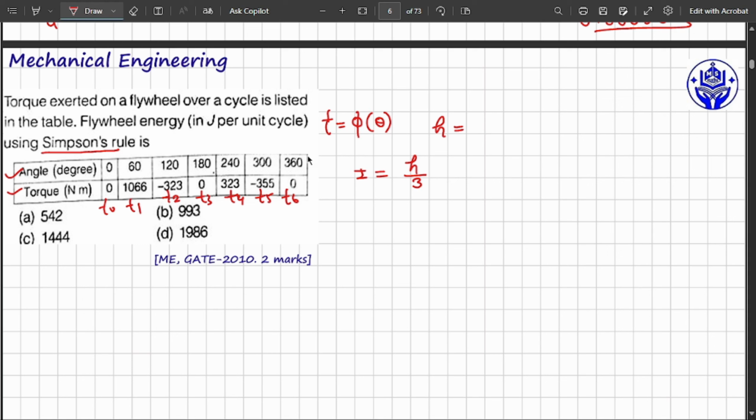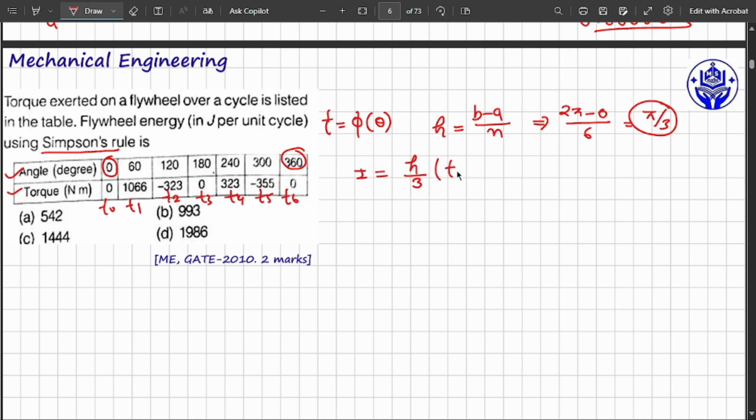Here h is nothing but based on your angle, from 0 to 360, which means 2 pi. So it is b minus a upon n. Here you have 6 points, so n is 6. You will have 2 pi minus 0 divided by 6, and you will get h easily, which is pi by 3. Now in this case, I think you don't need h, because the data is given. You will just put it in the formula.